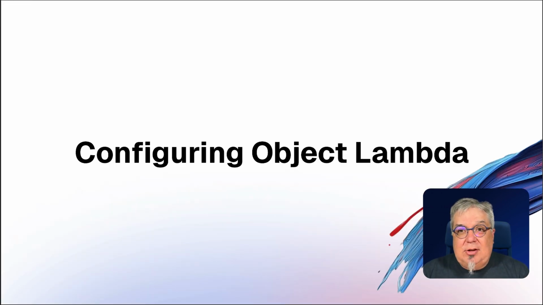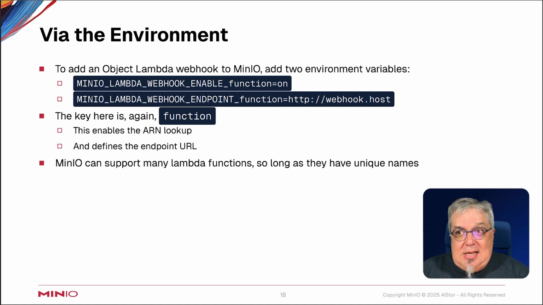So the last piece of all this is now I need to configure Object Lambda to actually allow MinIO to process that ARN. Now, the easiest, the most recommended way to do this is via an environment variable. So we need to add two environment variables to our environment, MINIO_LAMBDA_WEBHOOK_ENABLE and MINIO_LAMBDA_WEBHOOK_ENDPOINT. Now, the last word of the name of the environment variable is the name of the actual webhook.